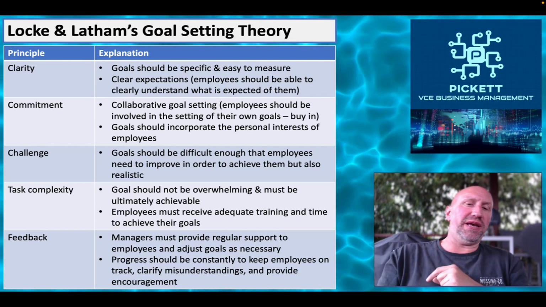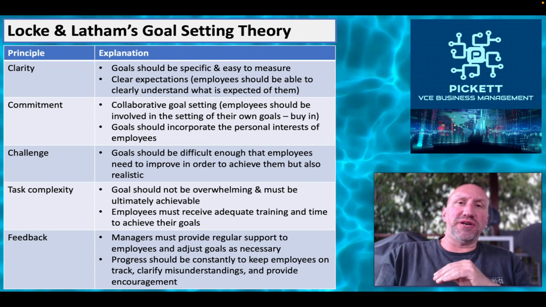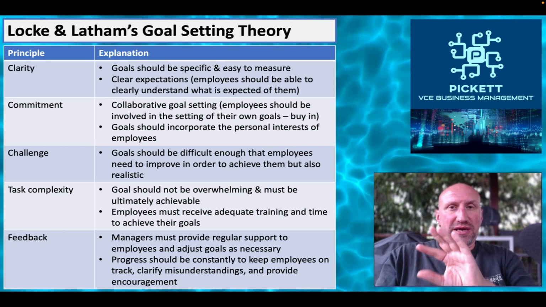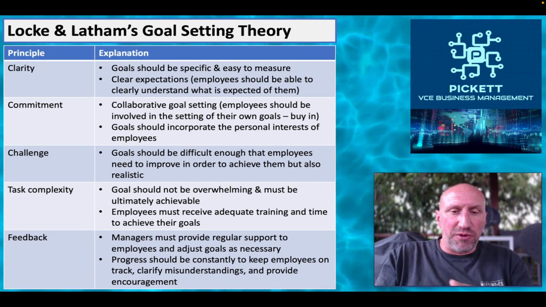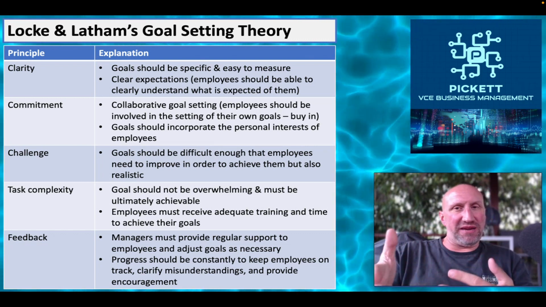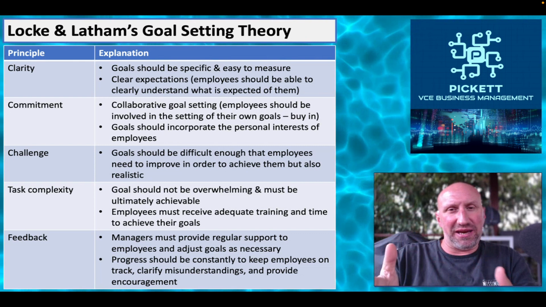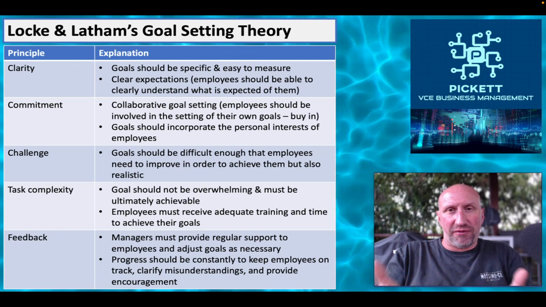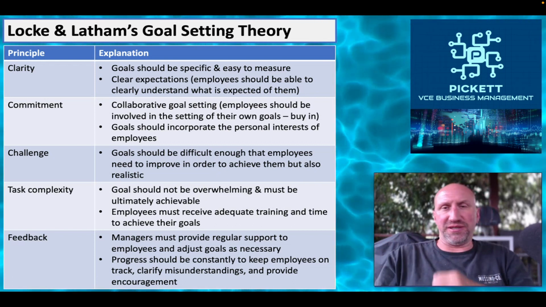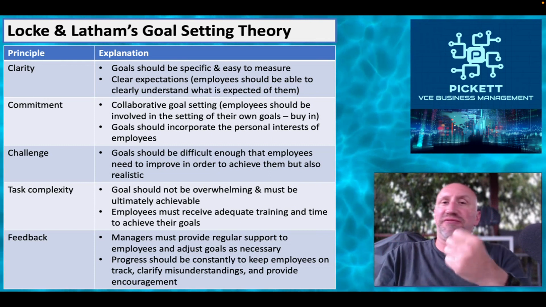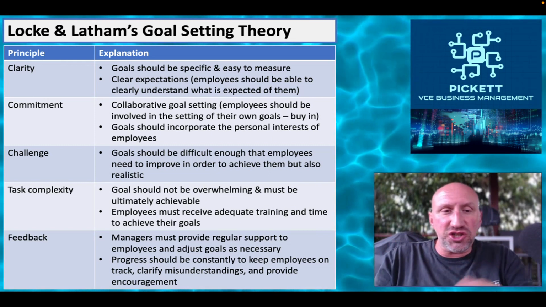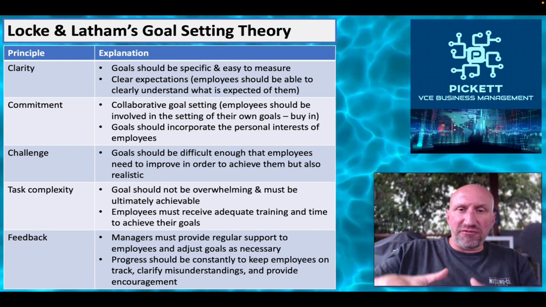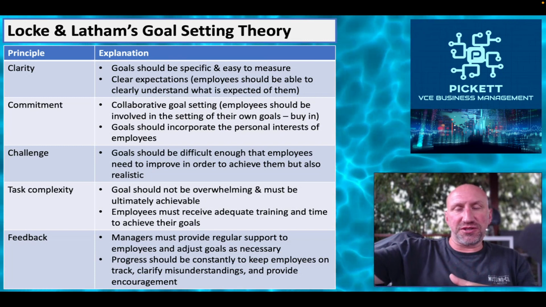Feedback, really, really key. Managers must provide regular support to employees and adjust the goals as necessary. Progress needs to be constantly monitored, and employees must be given feedback. So I guess what we're saying here is, say the goal is a 12-month goal. What we don't do is have a meeting with our employee, and we can do all of the other stuff here. We can collaboratively set some very clear goals, which are challenging, but they're not overwhelming. We can tick all of those first four boxes. We say, right, this is to achieve over the next 12 months.